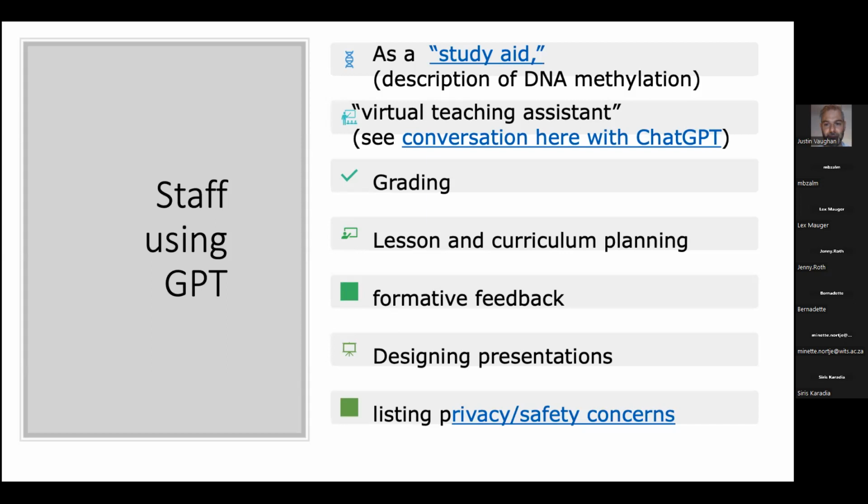In terms of a virtual teaching assistant, again, this could be questions that students have. They're writing their assignments very late at night, outside of class time. Could it provide them with some information that could help them progress with whatever they're doing?